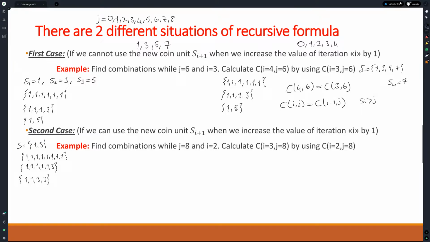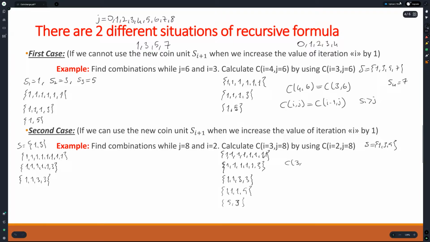Let's calculate I is 3 and J is 8. I is 3, our coins are 1, 3, 5. J is 8. So we can use the combinations. Let's write them again. We have a new coin, which is 5. You can find new combinations using 5. 3 pieces of 1 and 5. 5 and 3. If you formalize the situation, C(3, 8) equals C(2, 8) plus what?